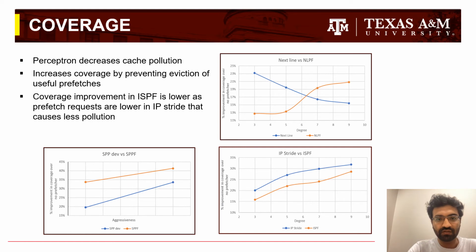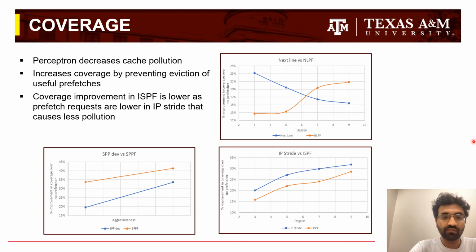Next, we have coverage. We represent our results as percentage improvement in coverage over a design without any prefetcher. This slide is quite interesting because all our designs are exhibiting completely different trends. Let us analyze why. The first one is next line. The next line prefetcher, as we know, sends in a lot of requests for prefetching data, and these requests get multiplied as we increase the degree.